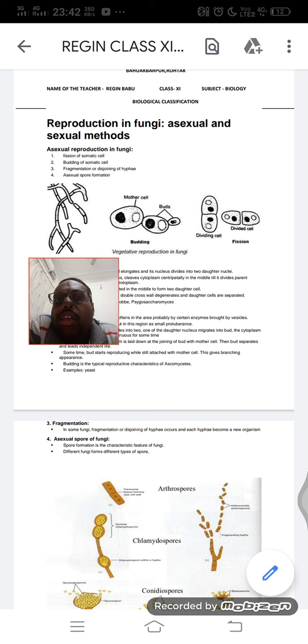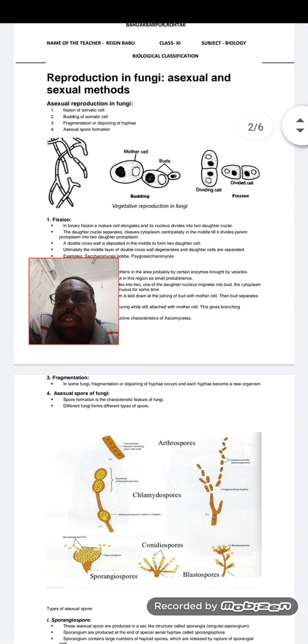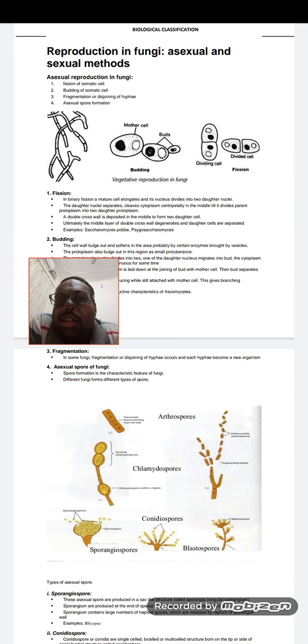In fungus, we can see almost all the asexual reproductive techniques, like budding, fragmentation, and fission. For budding, the best example is yeast, Saccharomyces cerevisiae, which we use inside the kitchen. And there is one yeast which reproduces only by fission, that is known as Saccharomyces pombe, and that particular yeast is also known as fission yeast.